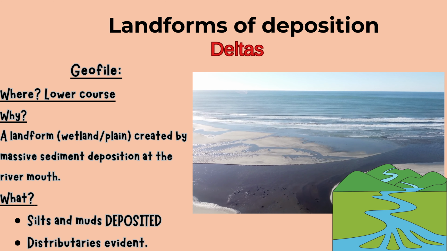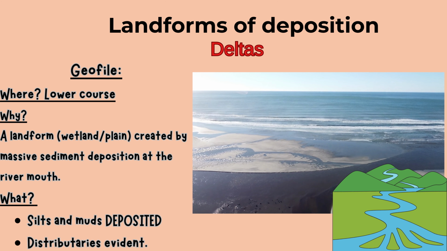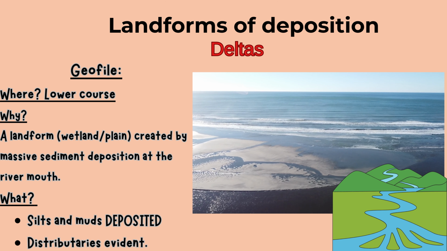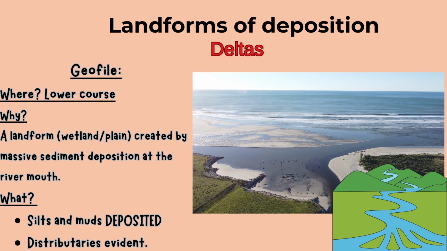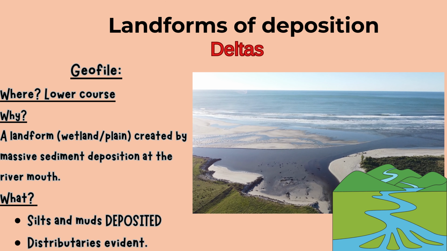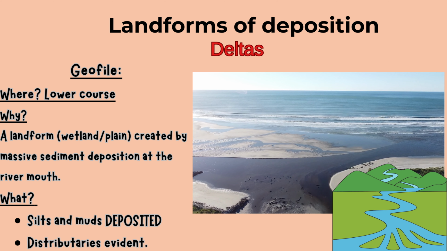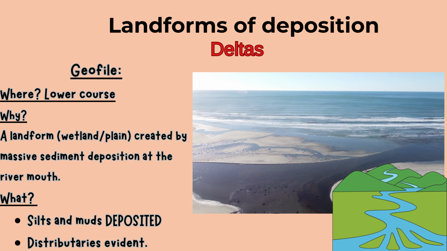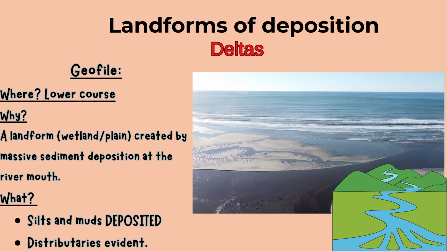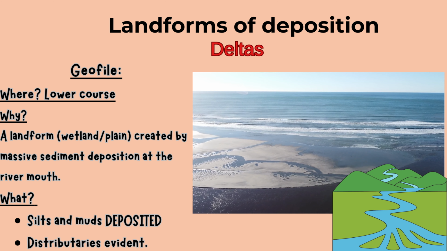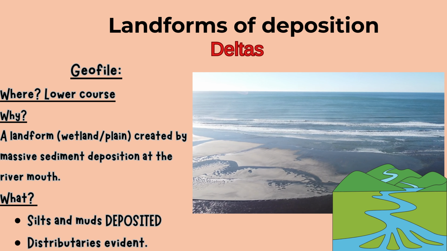Deltas are a lot more structured with these kind of fingers, or what we call distributaries, as the river cuts its way through its own depositional sediment in front of itself and forms these fingers. We often call this a bird's foot appearance to a delta. And this is really where the action of the sea is very, very limited. Cuckmere Haven on the south coast is a great example of that.